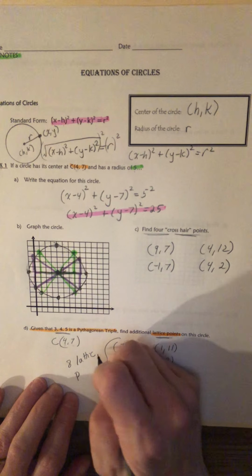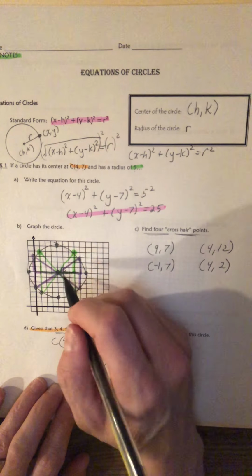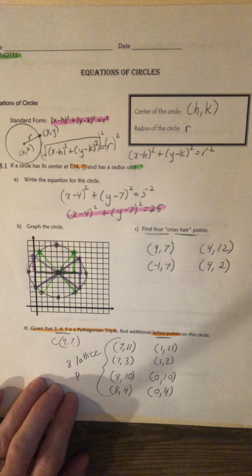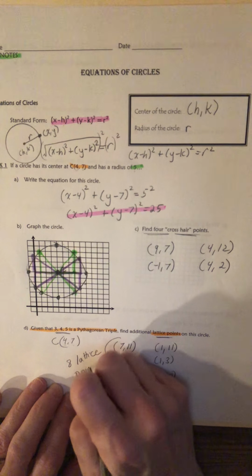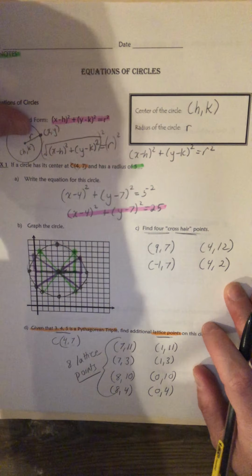And all the lattice points mean is points that are not our crosshairs. They're not going directly up, right, left, up, down. All right? Very good. Now let's take a look. Let's flip it over.